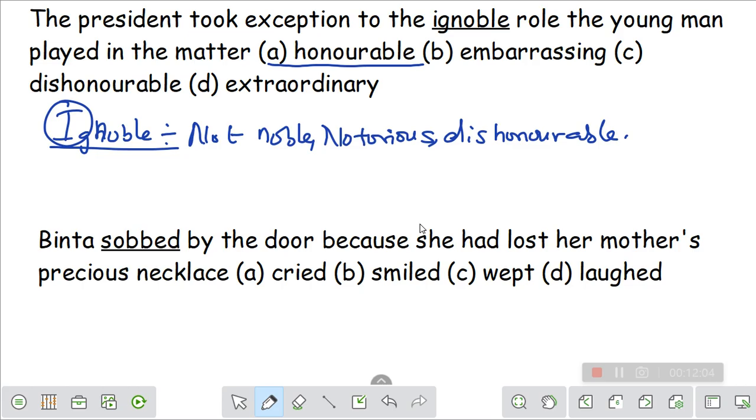Ignoble means dishonorable. That is, the president took exception to the ignoble role the young man played in the matter. And we know ignoble is not noble, notorious, dishonorable. So that is just it. So let's go to the next question.